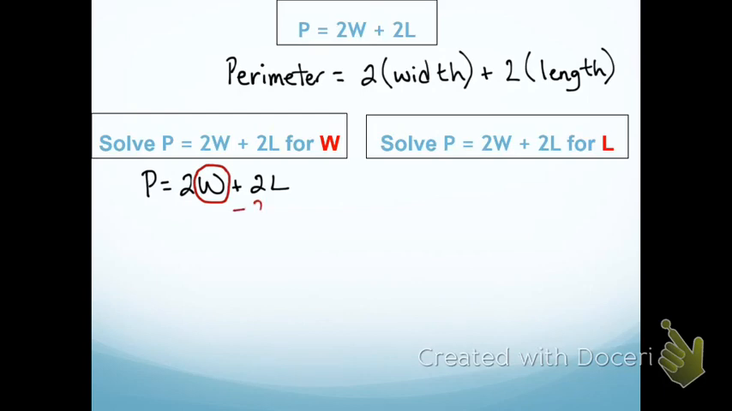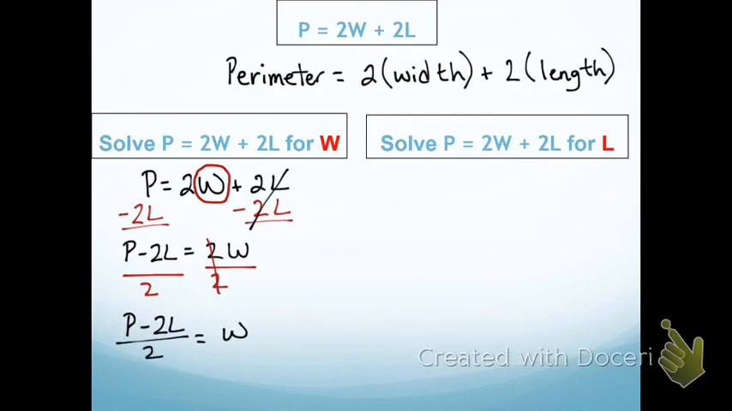So the first thing I want to do is subtract 2L from both sides. And my next line would say P minus 2L equals 2W, as the 2L's would cancel. Then I need to divide by 2. The 2's are going to cancel. And I would be left with P minus 2L over 2 equals W. There is one step further we could go, but I'm not going to do that one right now. Why don't you pause your computer and try and solve that same formula for L.